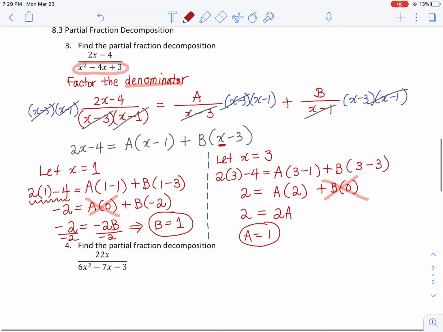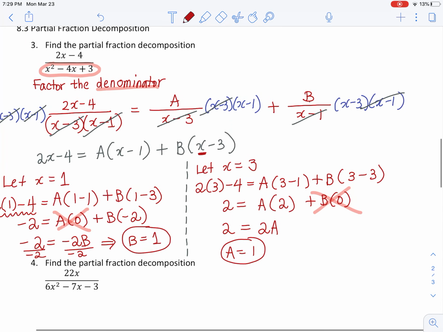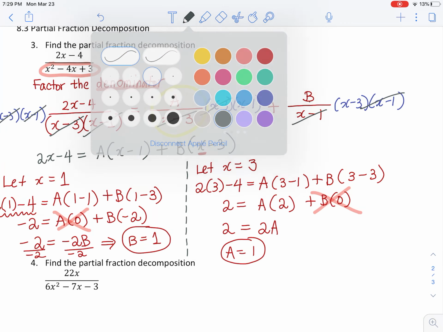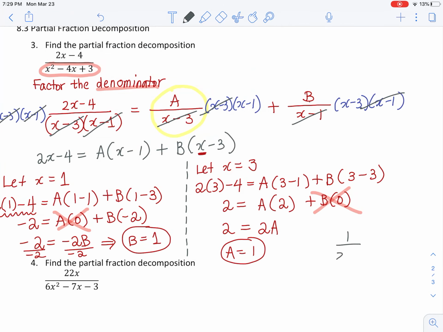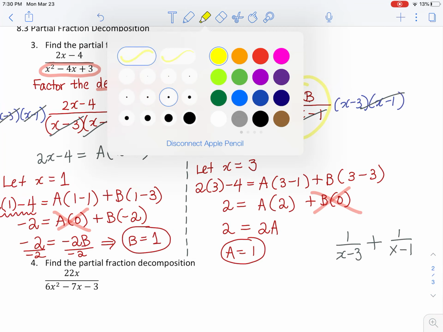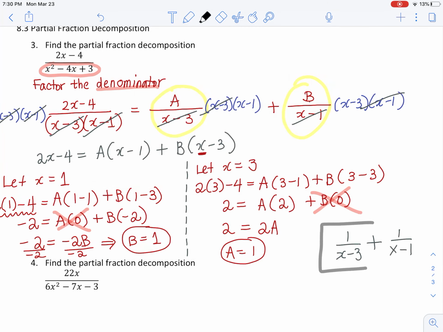Alrighty, guys, let's write the final answer for this partial fraction problem. Gotta go back and search for the setup that you wrote down in the beginning. Remember, it was A over x minus 3. So I'm going to write down 1 over x minus 3 plus, what was the second fraction? B over x minus 1. So 1 over x minus 1. And that's it. That is the answer for number 3.